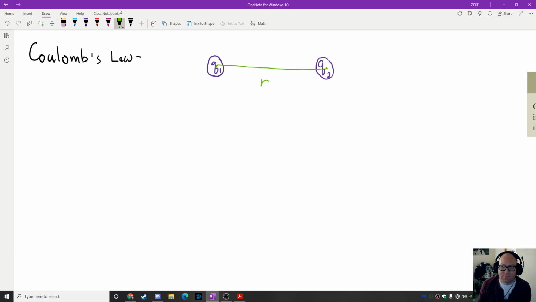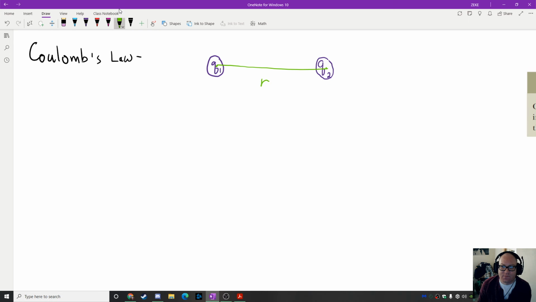And that's all we really need to know. We need to know the size of the charges and the distance between the two of them, because Coulomb's law basically says that the force between these two objects, which we call the electric force, is going to be proportional to the size of the charges multiplied by each other, Q1 times Q2, and then you have to divide by the distance between them squared.